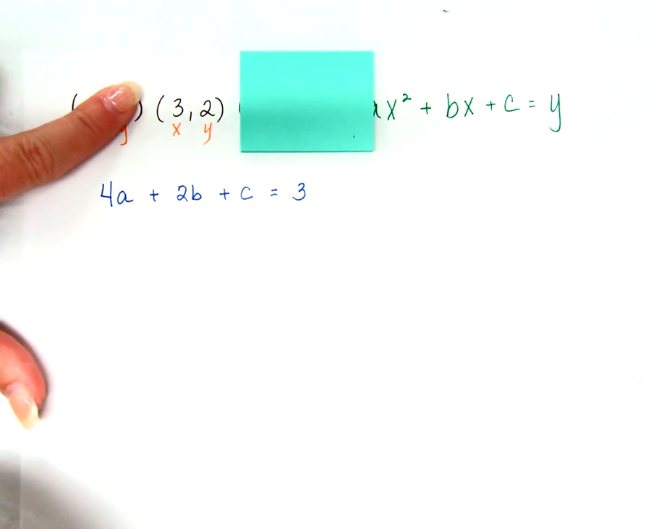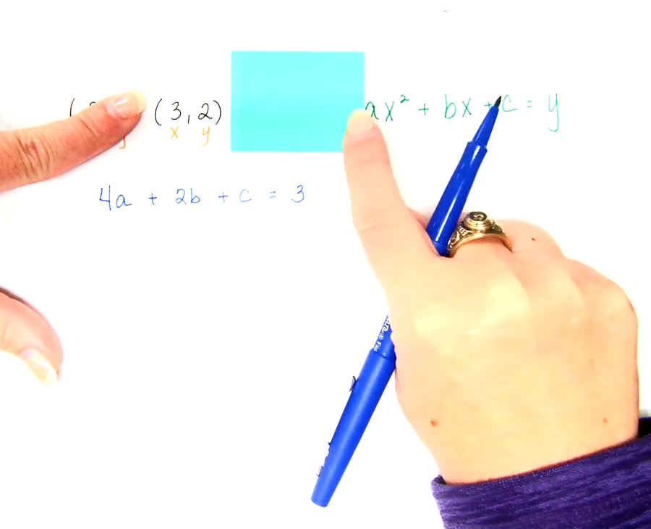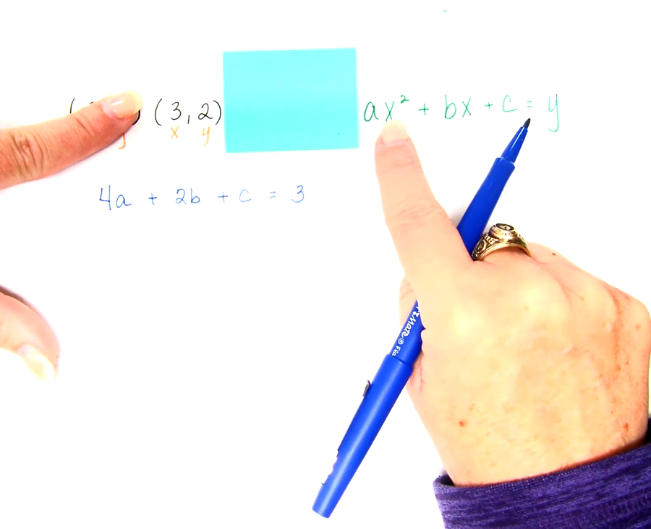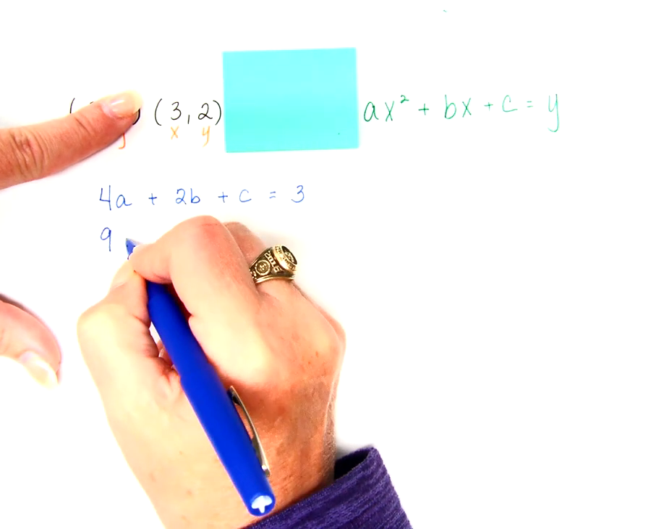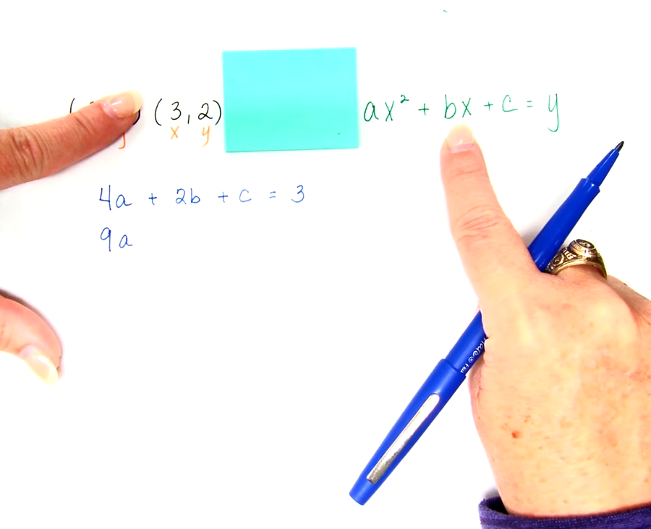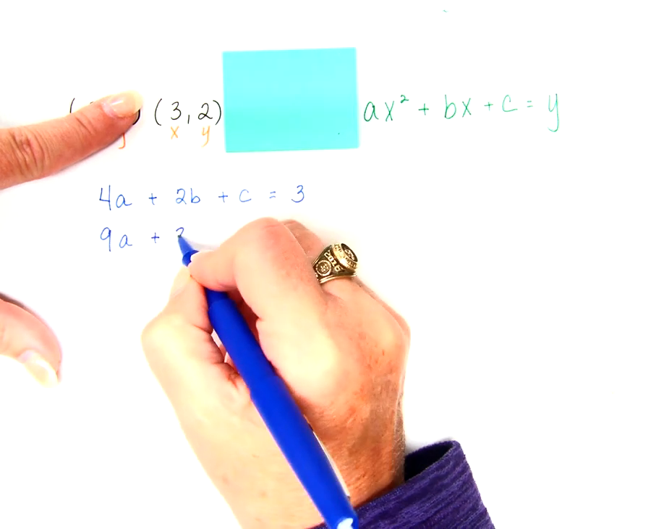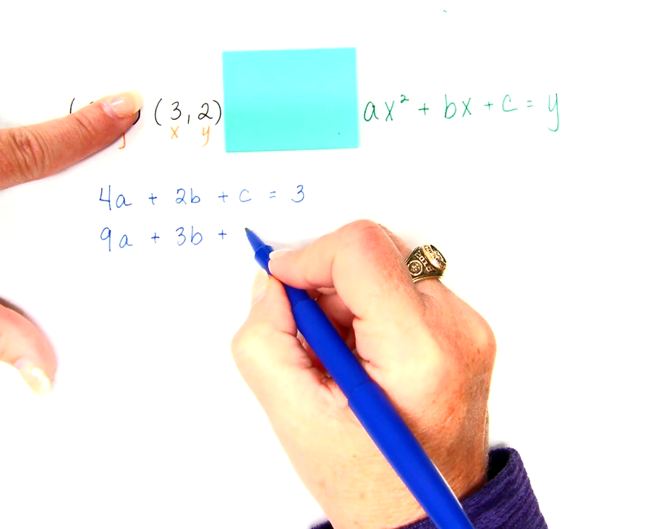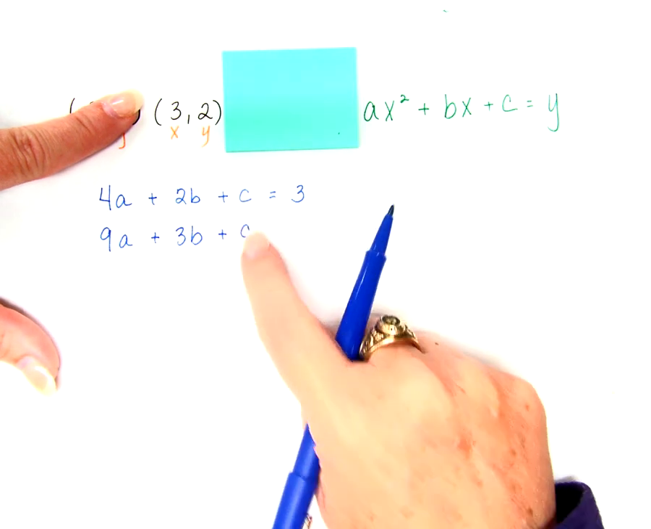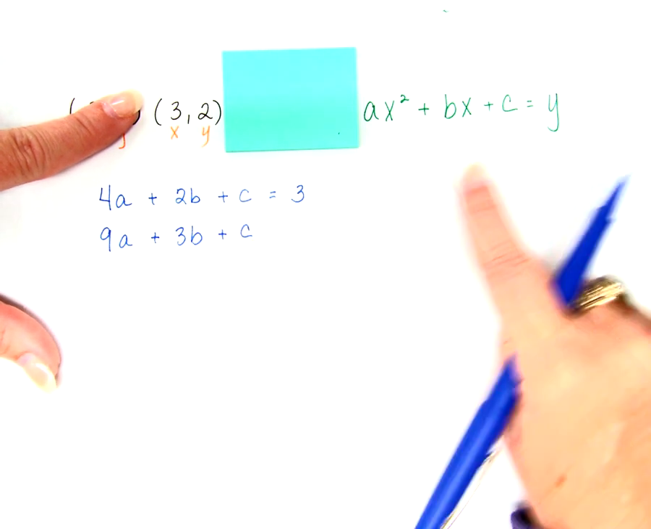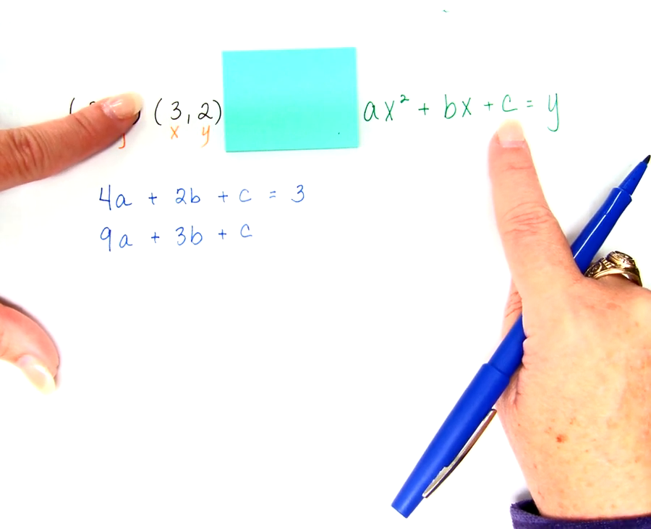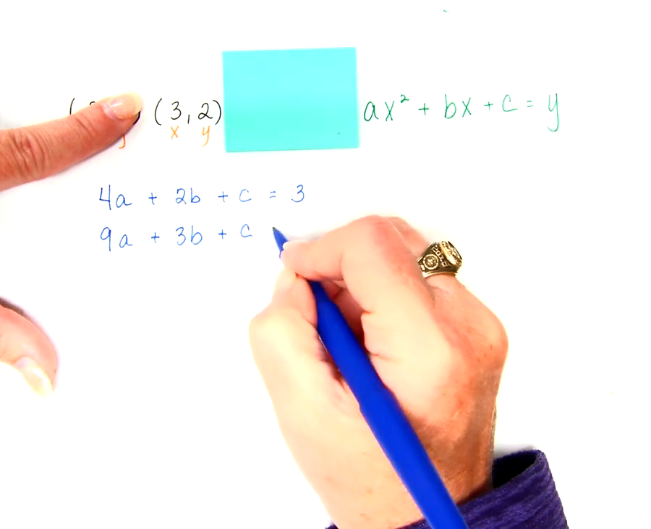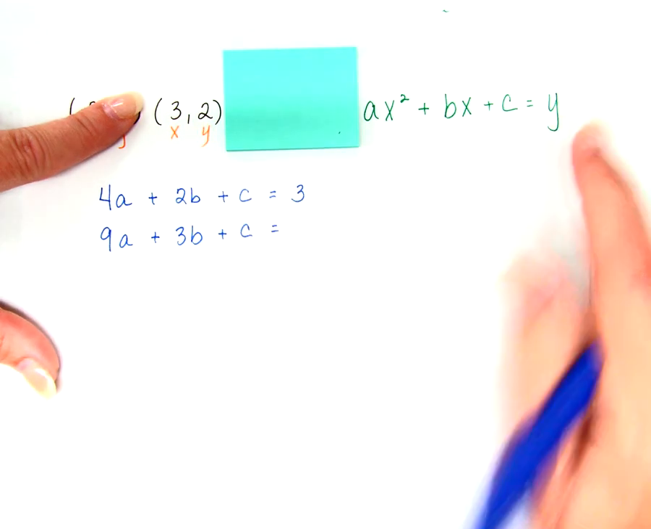What about the second point? What do I do first? I square x. So 3 squared is 9a, plus 3b. Good. And then plus c. Will this always be c? If it has x and y, will I ever plug anything in right here? No, this will always be c. Equals y, so 2.